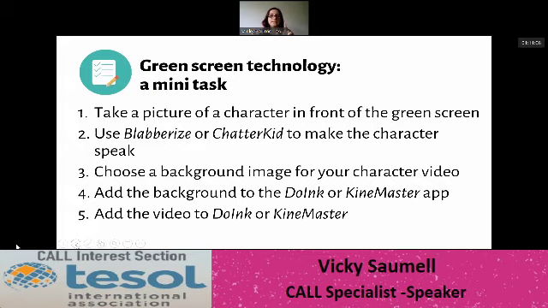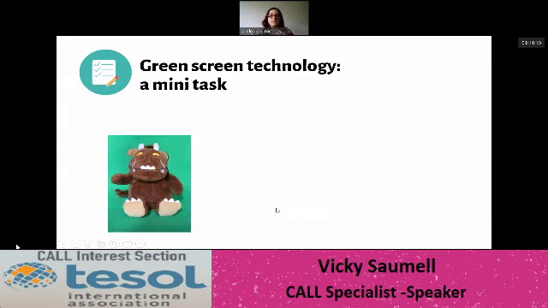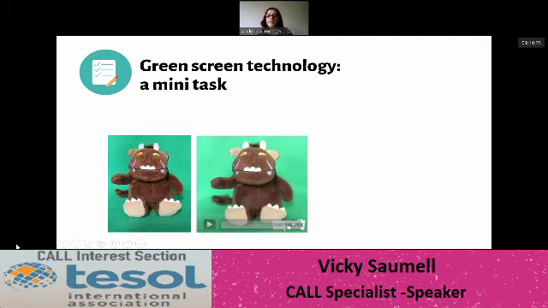In this case, this is what I did. I have a stuffed toy representing the Gruffalo. The Gruffalo is a children's story. So I took a picture of my Gruffalo on the green screen. And then using Chatterpix, I made him speak. I drew the mouth. Okay, so I made him speak.